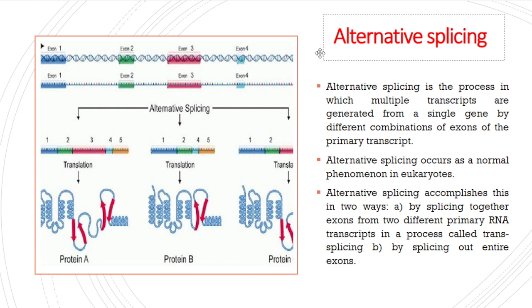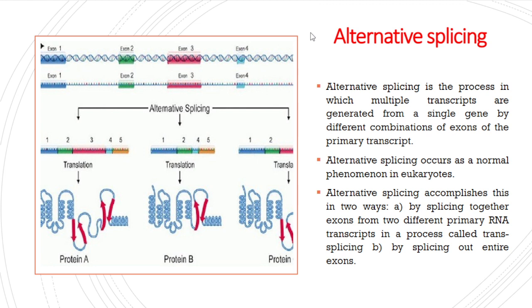Moving on to the next slide, alternative splicing. So alternative splicing is the process in which multiple transcripts are generated from a single gene by a different combination of exons of the primary transcript. Generally, this alternative splicing takes place in eukaryotes.